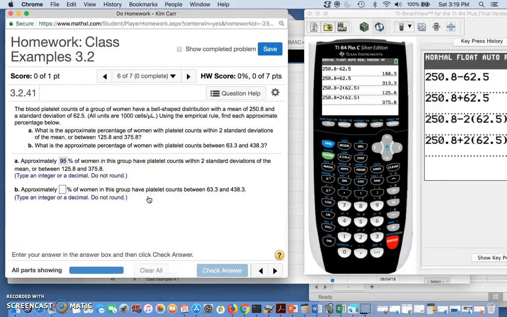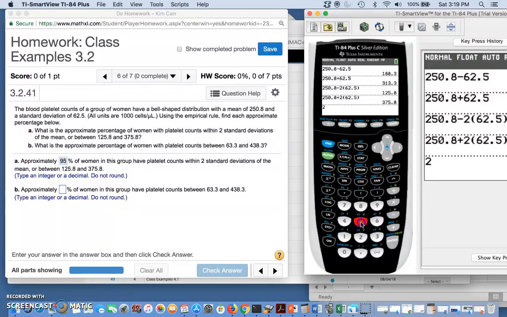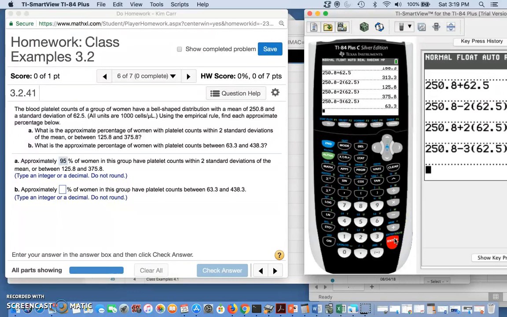Okay, then B says approximately what percentage of women with platelet counts between 63 and 438.3. Okay, sounds more like we're going three standard deviations now, but let's put it in and see, just to be sure. We subtract 3 times the 62.5 for the standard deviation. Okay, that's the lower end, and 250.8 plus the 3 standard deviations.